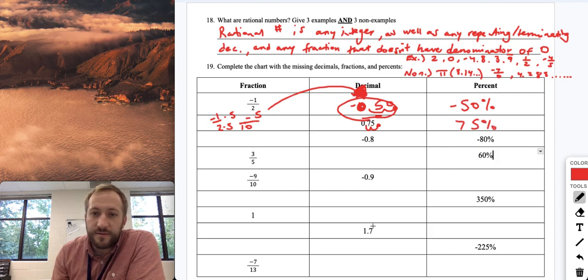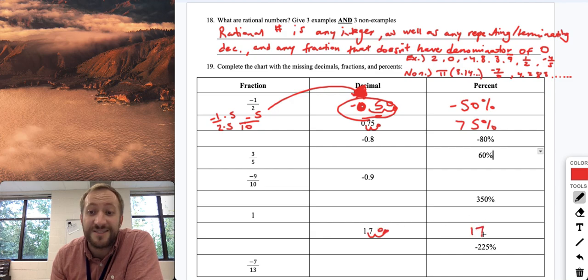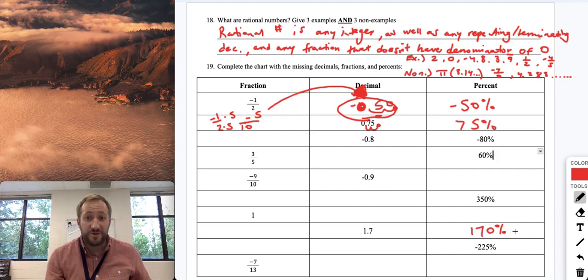All right? Let's look at another one about decimals and percentages. What about this one? All I do is move the decimal to the right 2 places. 1, 2. Empty spaces get a 0. This is now 170%. All right? Notice how that decimal had a whole number out in front. So it makes sense that it's more than 100%, 170%.